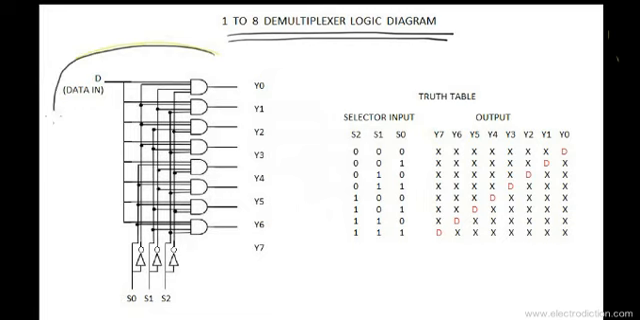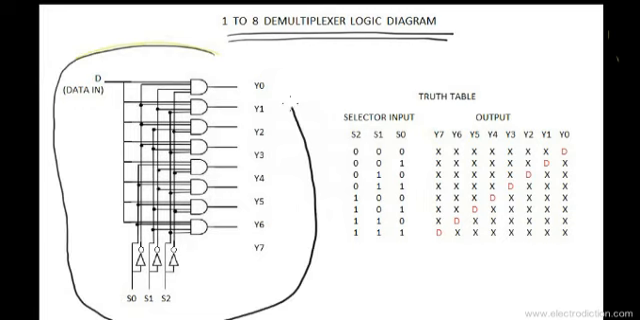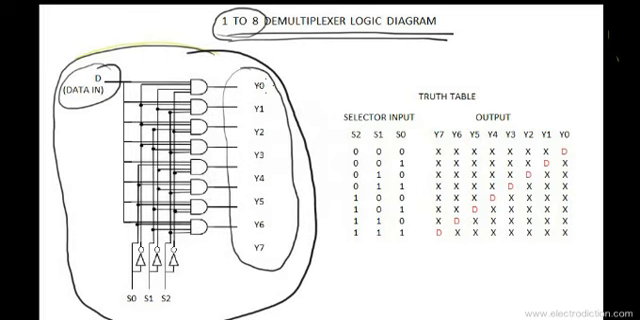So if you just take a closer look right here at this circuit, this is the logic circuit constructed by means of logic gates. That is, this is the electronic circuit of the demultiplexer under discussion. This too is, as you can see, a 1 to 8 demultiplexer. There is a single data input, and there are 8 output lines, as you all can see over here.